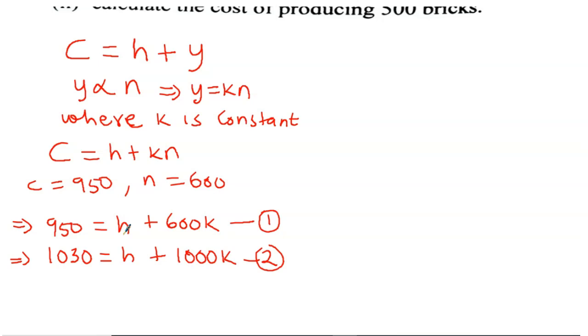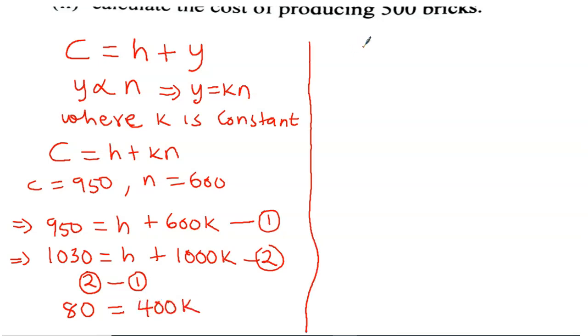Remember, there are 2 or 3 ways of solving simultaneous equations. Here we have h, 600k, 1000k. So we can easily use the elimination method. So let's subtract equation 1 from equation 2. So 1030 minus 950, we have 80 on the left. H minus h will go. 1000k minus 600k is giving us 400k.